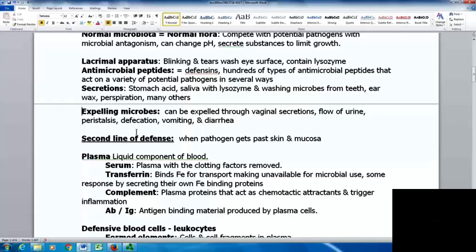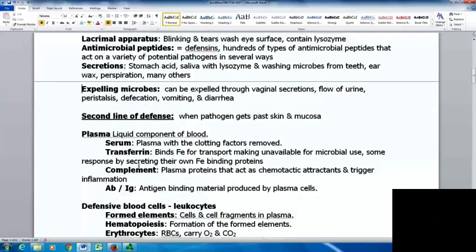The second line of defense is going to come into play when the pathogen gets past the skin and the mucosa. They're good barriers, but they're not perfect, which is why we need a second line of defense.